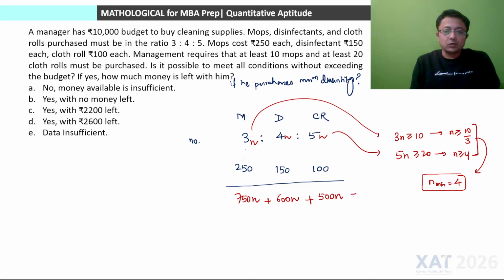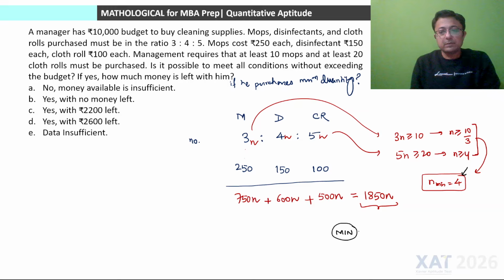और यहाँ पे हमारा total cost कितना आ रहा है? 750 plus 600 plus 500 यानी कि 1850n. 1850n is the answer. So that case n minimum is 4, यानी कि minimum cost will be 1850 into 4 and hence 7400 rupees. Okay, 7400 rupees. So definitely he has sufficient amount, तो money available is not insufficient.